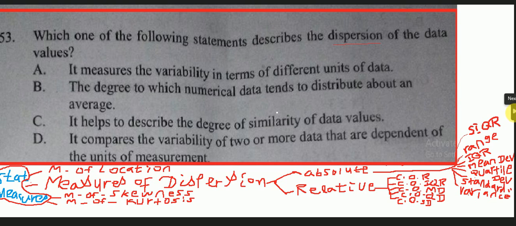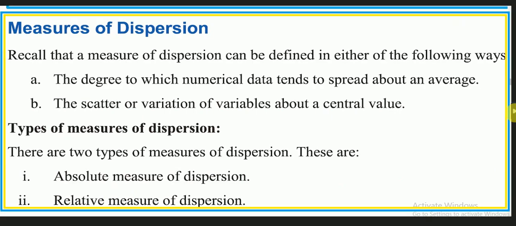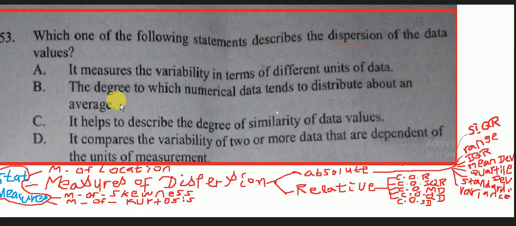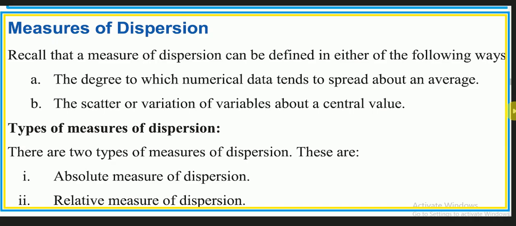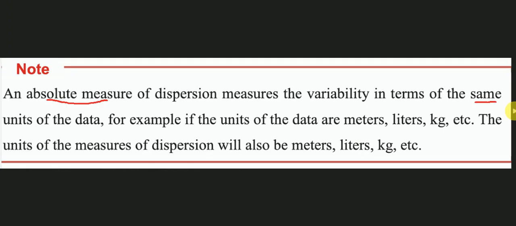we get B as the best answer. In the student's textbook, I think this is given in grade 9 or 11: a measure of dispersion can be defined in either of the following ways: the degree to which numerical data tends to spread about an average, the degree to which numerical data tends to distribute about an average. So exactly this is the meaning, so the answer is B.